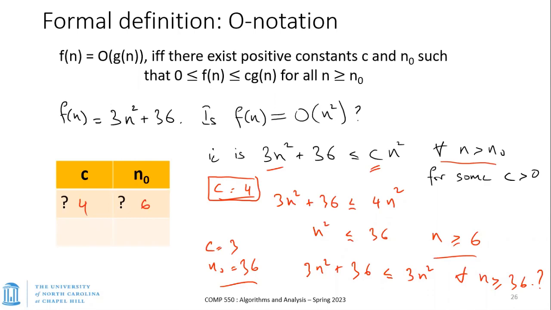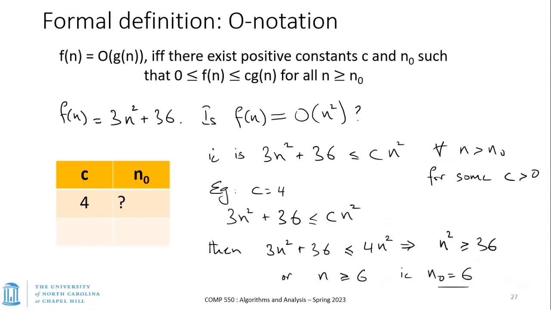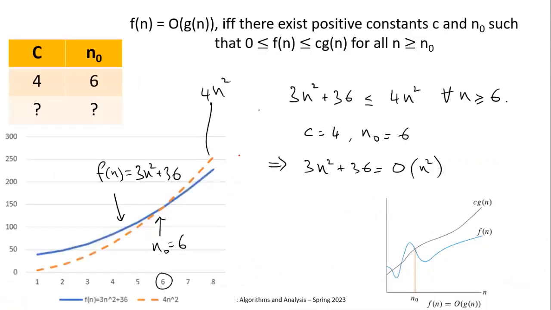But are those the only combinations? Clearly not, right? So we could pick c equal to 4. We could pick a bigger value of c. Here is something that I've already worked out. Let's say you plotted this. So I've plotted the previous equation, 3n squared plus 36.